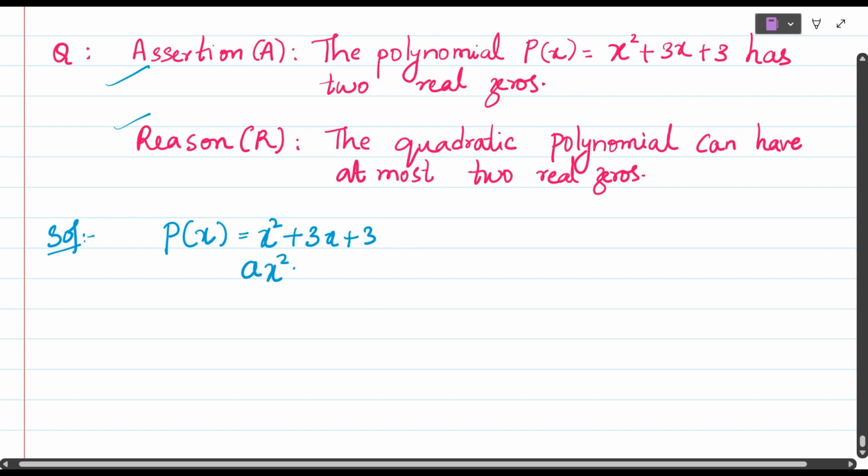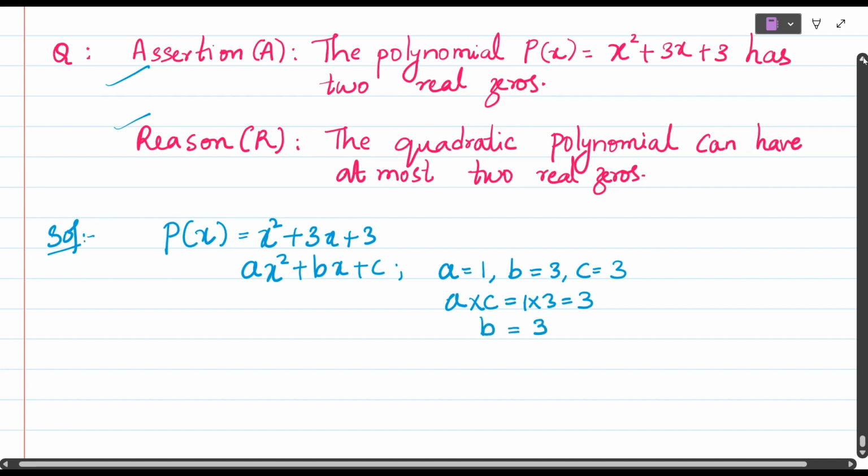Write the standard form, students. ax square plus bx plus c. And what is the value of a? That is equal to 1. What is the value of b? That is equal to 3. And what is the value of c? That is equal to 3. So what is the product a into c? It is also 3. And the value of b is also 3.